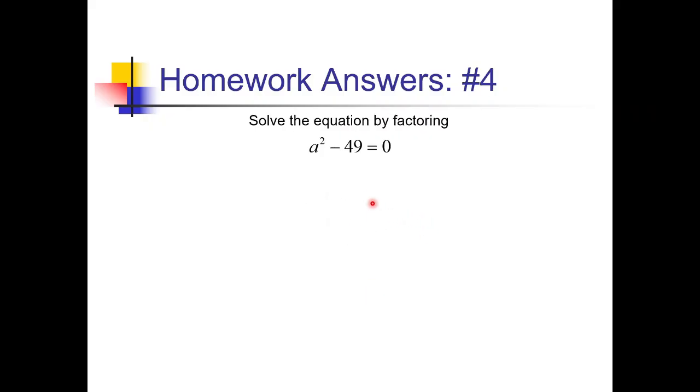To solve this problem by factoring, I notice that I've got an a squared minus b squared sort of situation here, a difference of squares. So I can factor this by just square rooting these two terms and then putting them in a plus and a minus parentheses with each other. So we have the square root of a squared, which is a. Square root of 49 is 7. So that leaves us with a plus 7 and a minus 7. And then setting each of these equal to 0 and solving, we have a equals negative 7 for the first one and positive 7 for the second one.